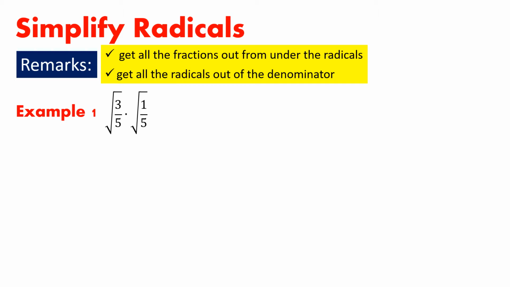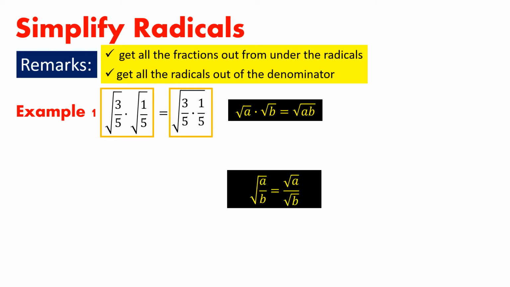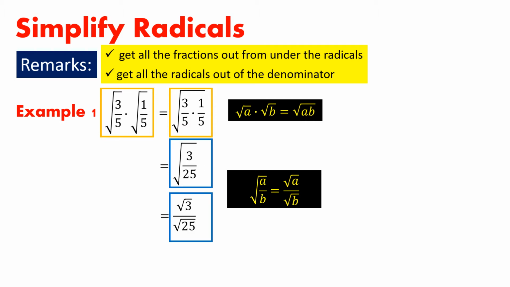Observe that we have fractions under the radicals. How do we simplify the expressions? First, we apply this property and rewrite this into this. Then, we use another property in order to rewrite this expression into this. The product of the two radicals in simplest form is simply square root of 3 all over 5.